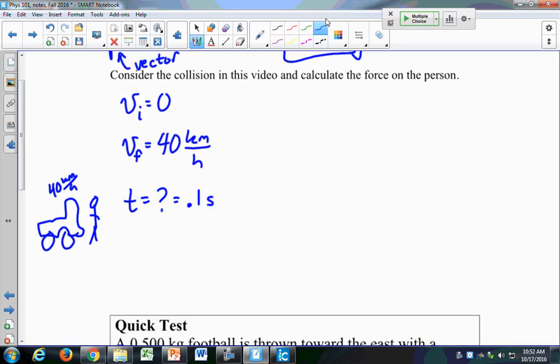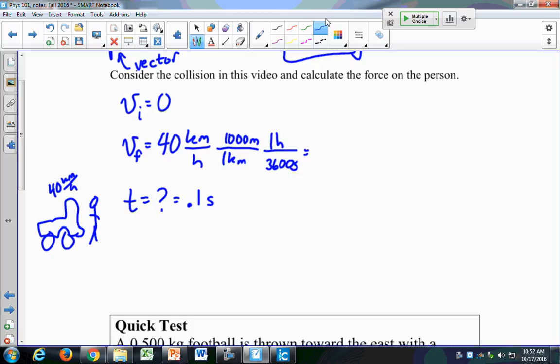It's not very long for the car to strike the dummy and for him to get up to that speed of 40 kilometers per hour. So we'll just say 1/10 of a second. We need to convert this to meters per second. In 1 kilometer, there are 1,000 meters, and in 1 hour, there are 3,600 seconds.